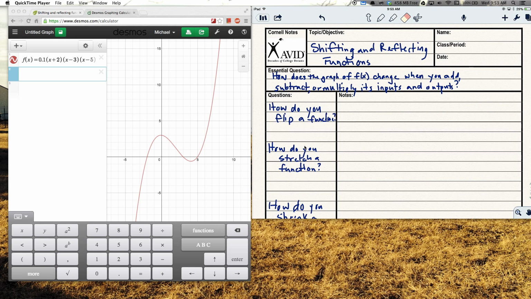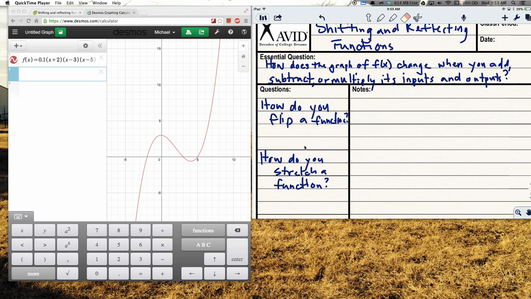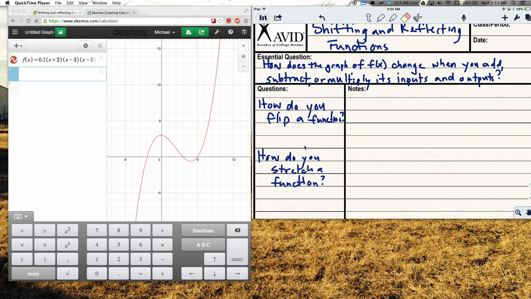Going to be about shifting and reflecting functions. And so you can go ahead and fill that in as your topic or objective. The essential question here is, how does the graph of f(x) change when you add, subtract, or multiply its inputs and outputs? I'll say that one more time. How does the graph of f(x) change when you add, subtract, or multiply its inputs and outputs?